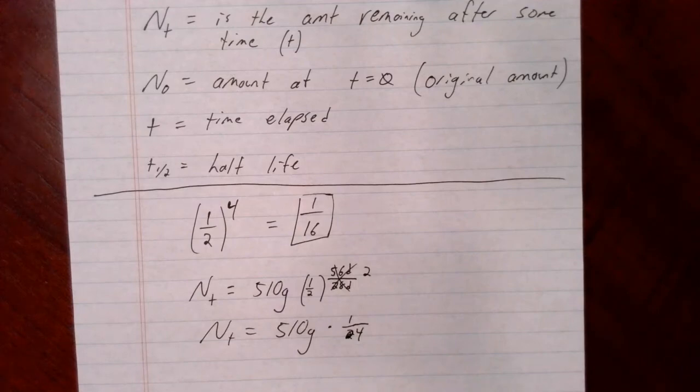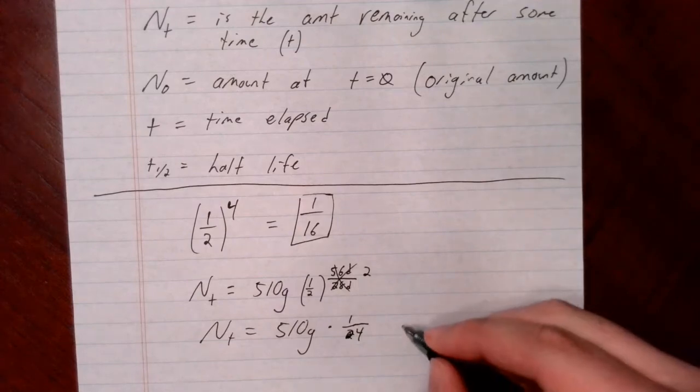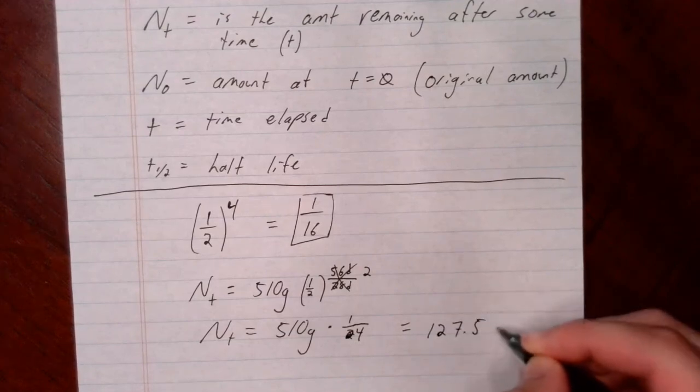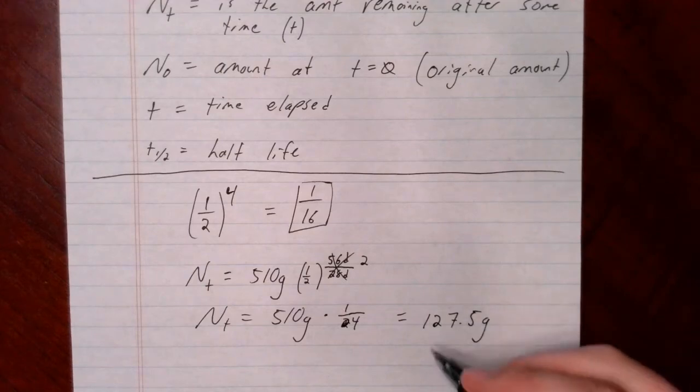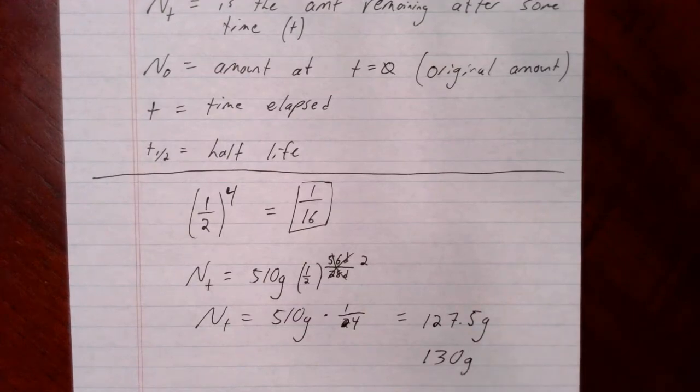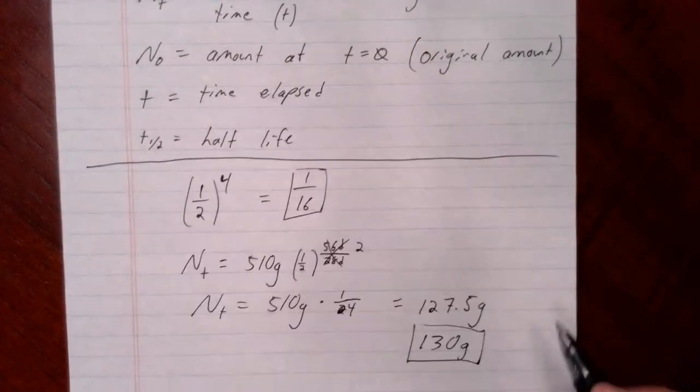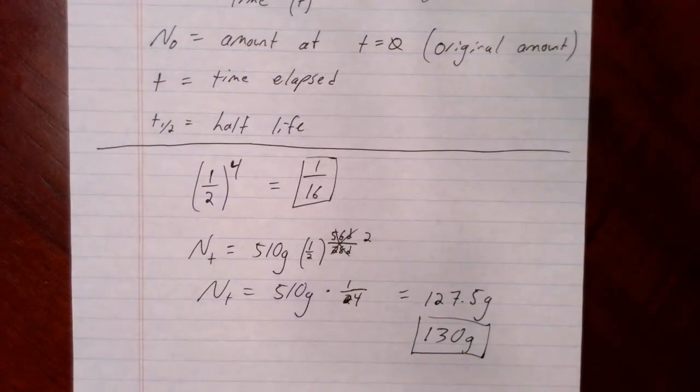So I'll type that in the calculator, 510 times 1/4. And I get 127.5 grams, but I need to use proper significant digits, so I look back at the problem. I have 28 days, 510 grams, so I could round that off to two significant digits. That is the least number present, so I can say 130 grams. Okay. So if you go ahead and do part B on your own, notice it says how much would remain after 1 year. Go ahead and change 1 year to 365 days. And use 365 days as your reference for significant digits. So go ahead and solve part B using two significant digits there.